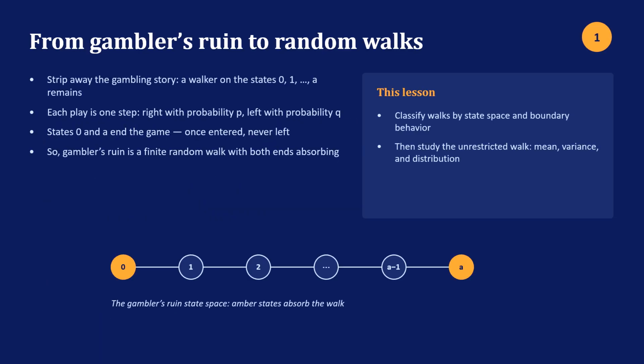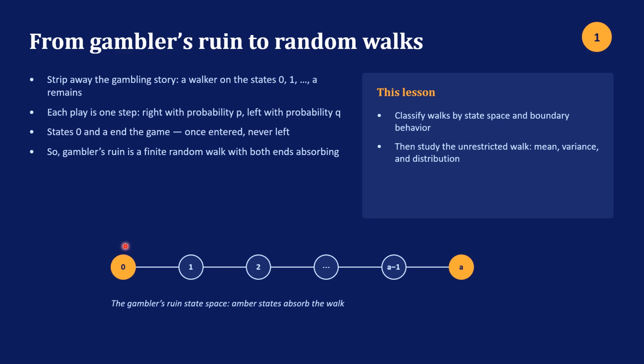So what we did for the gambler's ruin can be generalized. Strip away the gambling story. A walker on the states 0, 1, all the way up to A remains. And that's quite general. Each play is one step right with probability P. I didn't draw it in here, but going this way is probability P, and what's left, probability Q, which is 1 minus P.